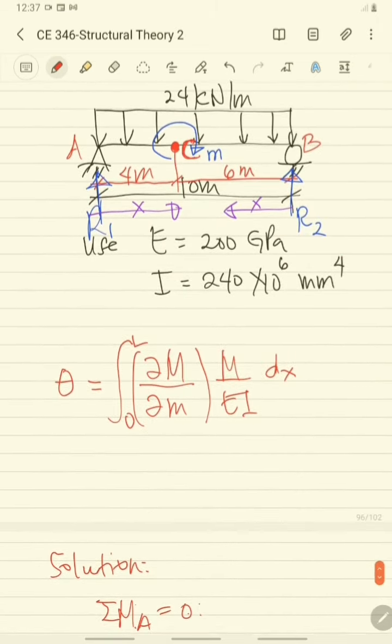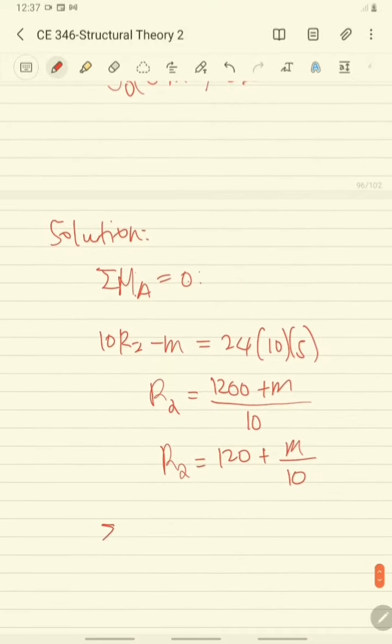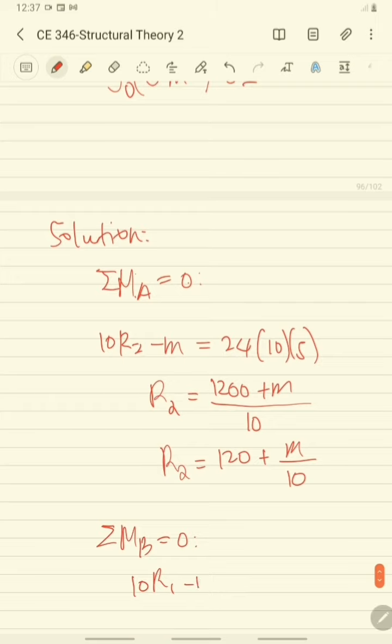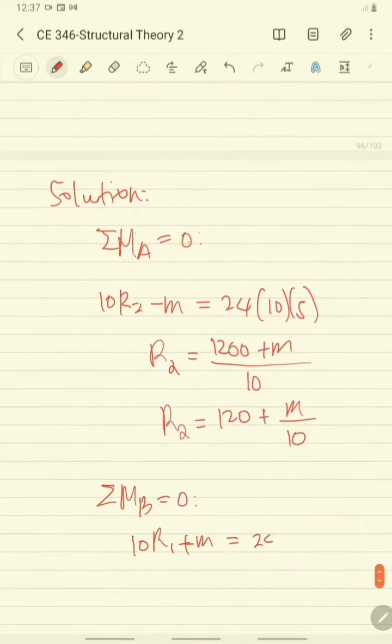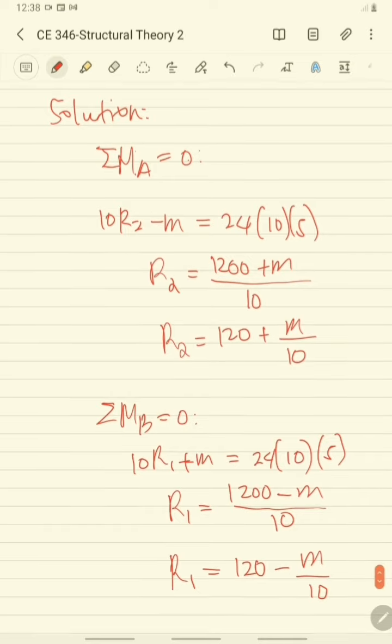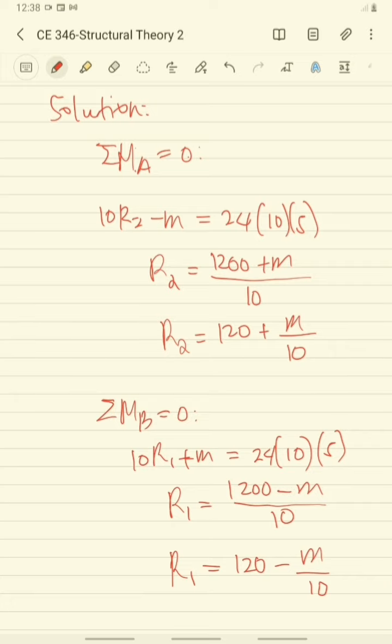Okay, so for summation moment at B equal to 0. So your R1 times 10 minus M plus M is equal to 24 times 10 times 5. So R1 is equal to 1,200 minus M all divided by 10. So to simplify, you have 120 minus M over 10. So this is your R1 and R2 reactions.